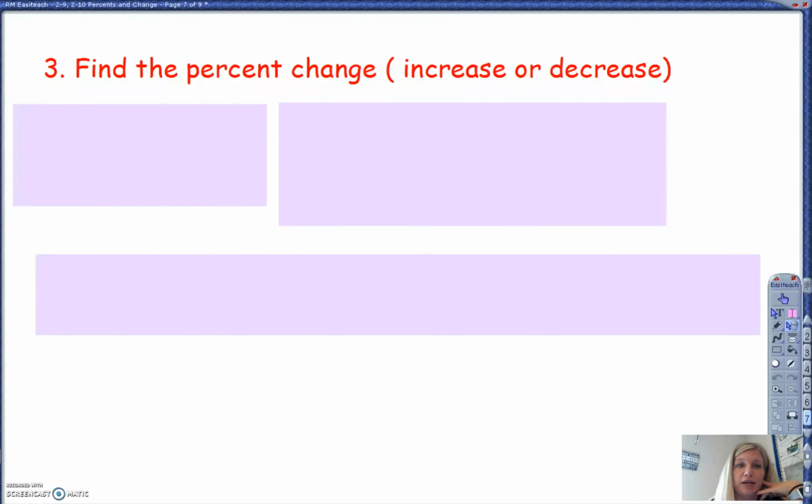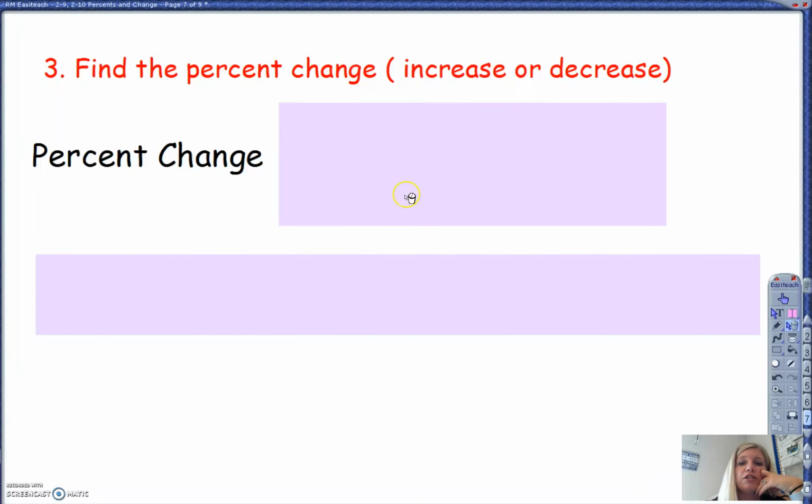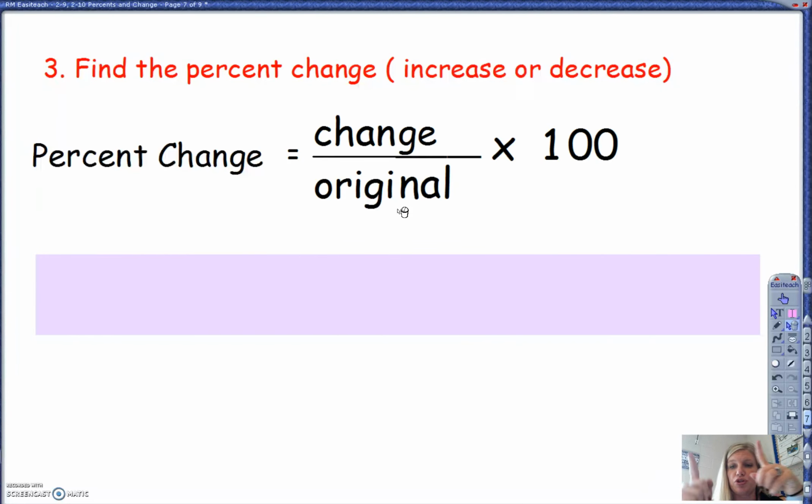Okay, percent of change, part 3. Percent of change, you need to make sure you identify whether it's an increase or decrease. So when you read the problem at the end, you need to write increase or decrease, but you solve it the same way. To find the percent of change, you do the change. So you subtract the two numbers, you put it over the original number, what it started out as, and then you multiply by 100. So change just means to subtract.